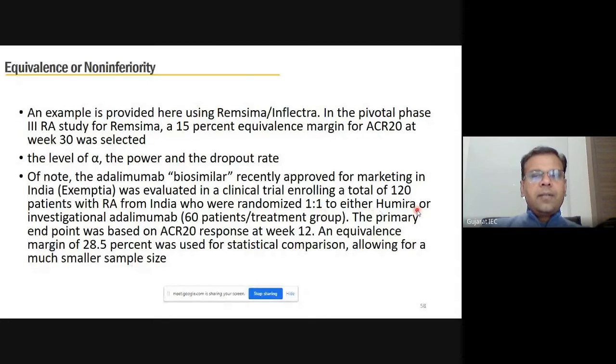So patients either received Humira or the sponsor's adalimumab. There were only 60 patients being exposed, and the study was completed within 12 weeks. The margin was considered when the innovator did the study. It was 15%, which was then made 28.5%. That decreases the number of patients you require for the study.